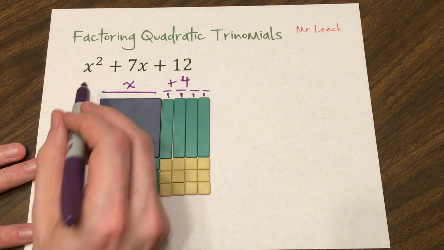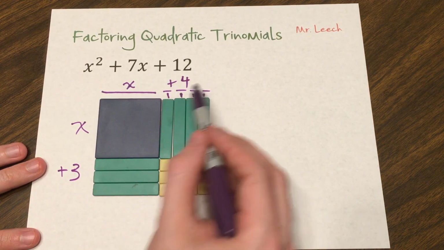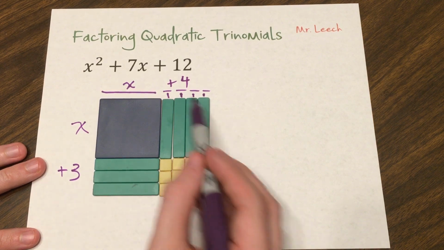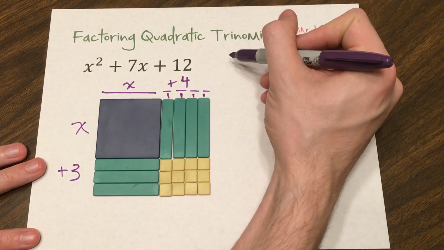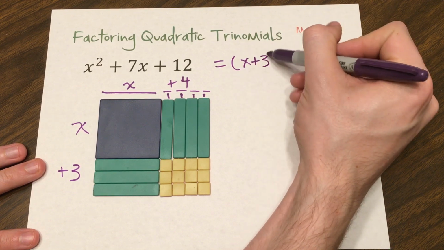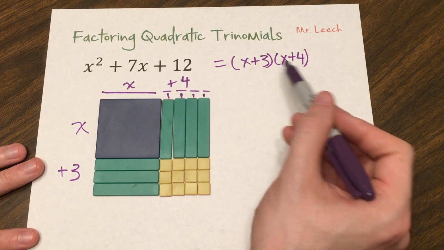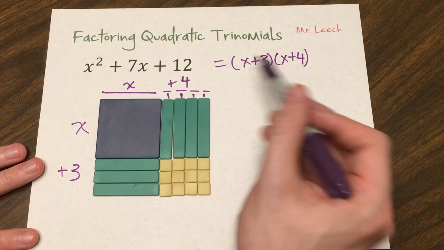So that means that if I was to multiply this together, if I was to multiply x plus 4 times x plus 3, we would get this. So that means that this factors into x plus 3 times x plus 4. It does not matter which one you write first because multiplication is commutative.